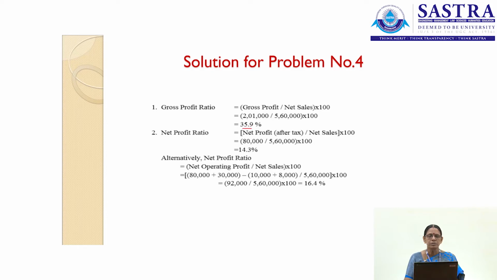Net profit ratio is net profit after tax divided by net sales, that is 80,000 divided by 5,60,000, that is 14.3%. This can be otherwise calculated as net operating profit divided by net sales, that is 80,000 plus 30,000 minus your non-operating incomes 10 plus 8. So it is your net operating profit divided by 5,60,000, which is the net sales, into 100. So we will have 92,000 divided by 5,60,000, it is 16.4.